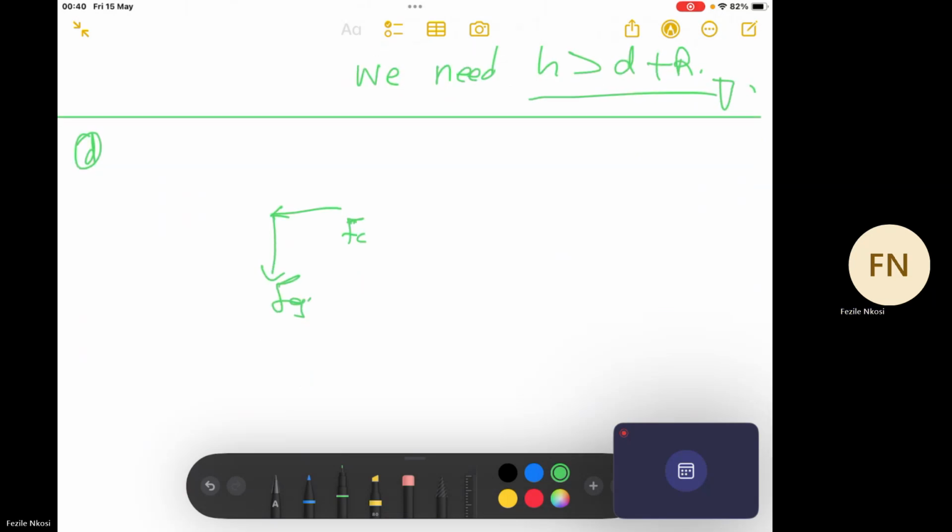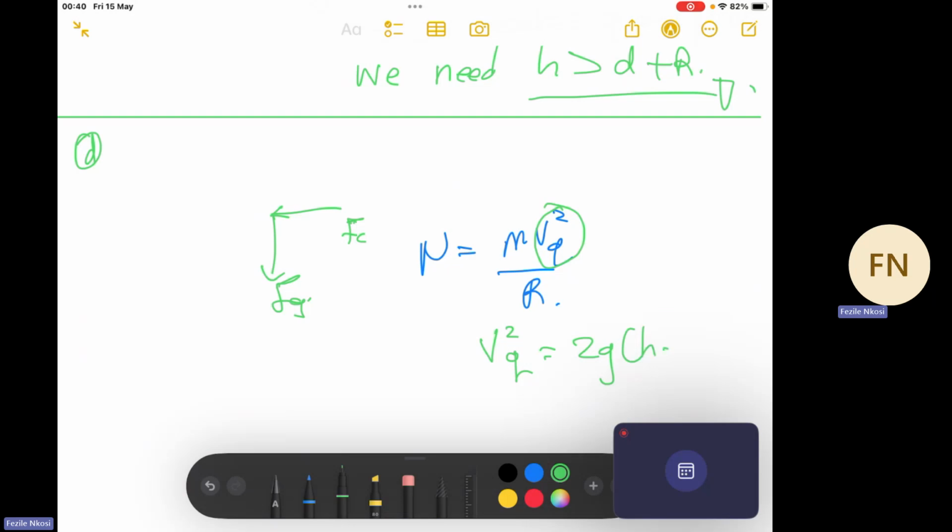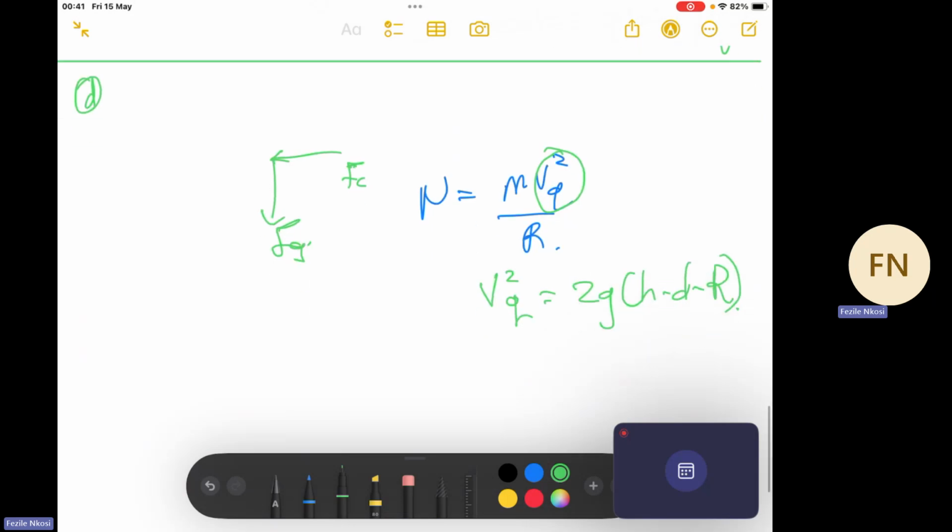I do feel like I'm moving too fast, but if there's something you don't understand, just shout in the comments. I think this has to be it, and then just substitute your v squared at the quarter as we have found from the previous question, h minus d minus r. Yeah, I think that will be it.